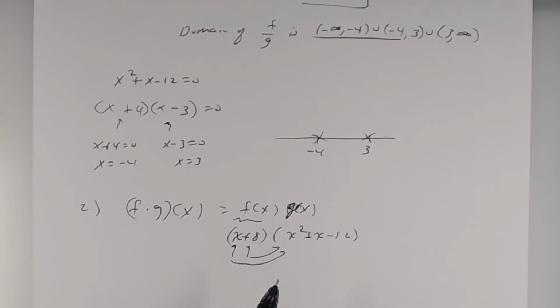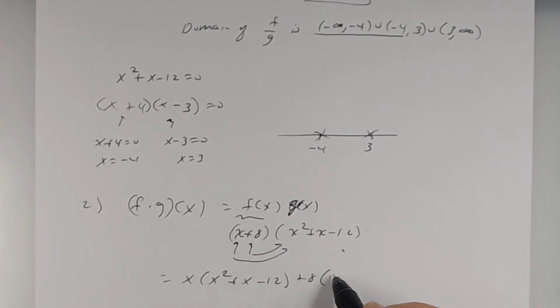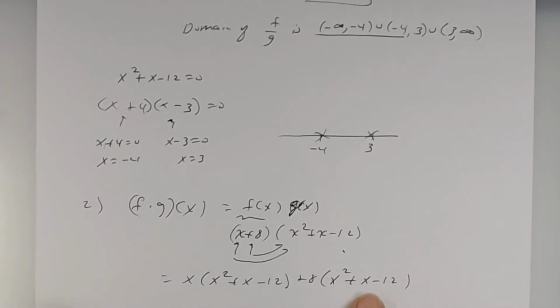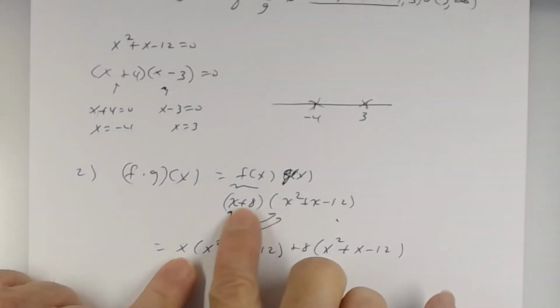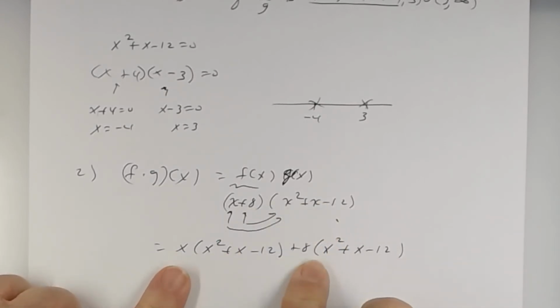So in other words, it's going to look like this. What's my first term here? x. That has to be multiplied by that second polynomial, so x times x squared plus x minus 12. Plus 8, and that has to be multiplied by what? That second polynomial. And what is it? x squared plus x minus 12. So you see what I did? Each term has to be multiplied by that second polynomial. Okay? Now distribute.